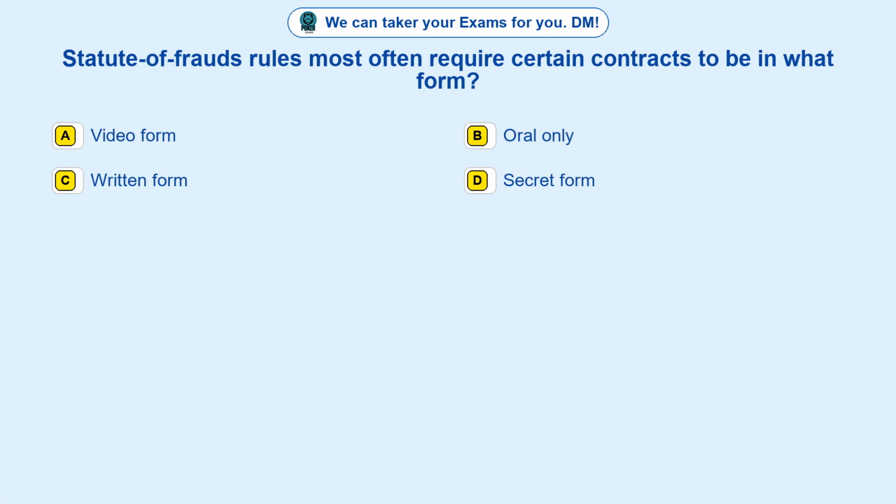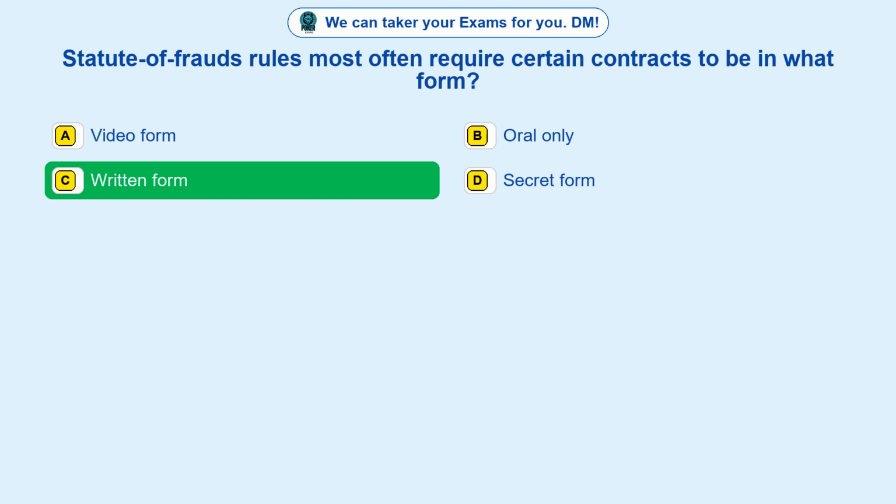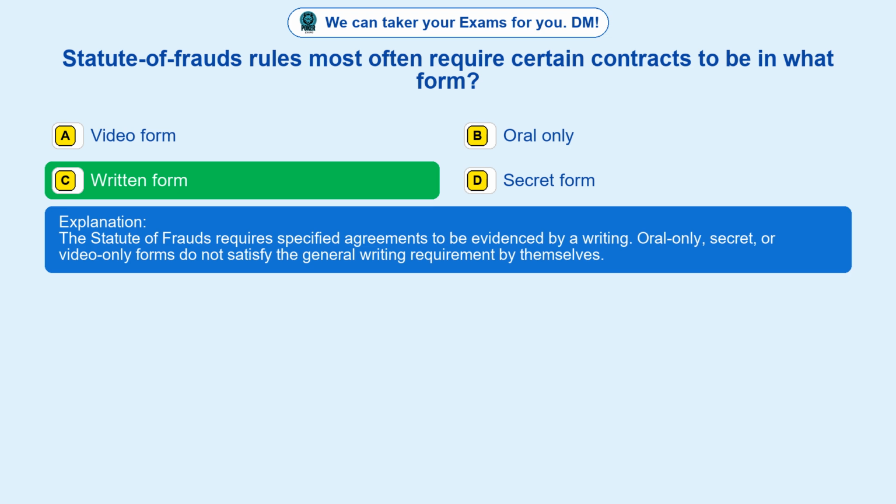Question 12. Statute of frauds rules most often require certain contracts to be in what form? Option A. Video form. Option B. Oral only. Option C. Written form. Option D. Secret form. The correct answer is option C. Written form. The statute of frauds requires specified agreements to be evidenced by writing. Oral only, secret, or video only forms do not satisfy the general writing requirement by themselves.